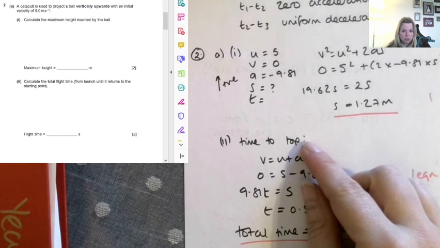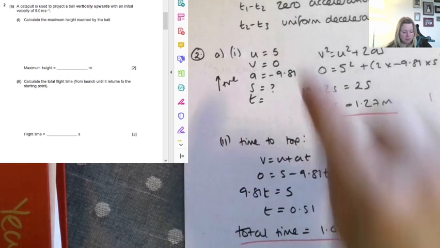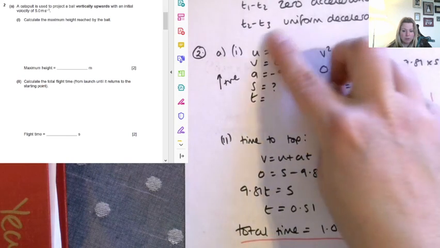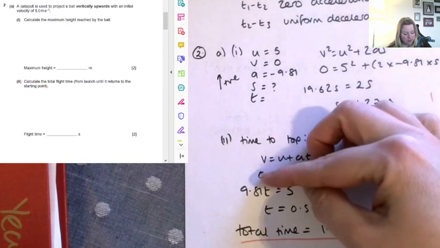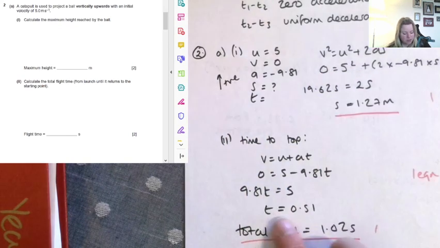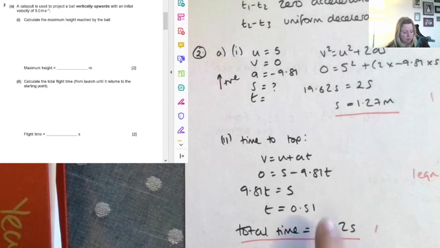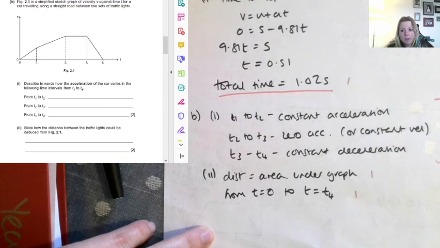So the time to the top means that we can still use this little list of information here. We can put in V as 0, put in the rest of our information, and we get a time of 0.51. Then we need to double it to get the total time of the flight. So that's all I've done there. I've multiplied by 2 to get 1.02 seconds. Right, part B is very similar to that first question.